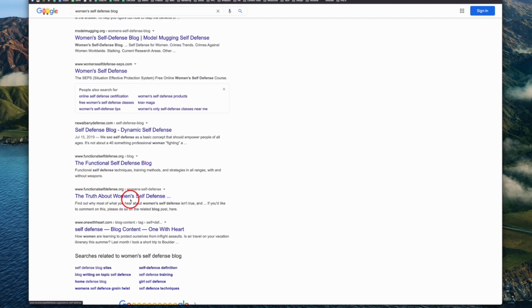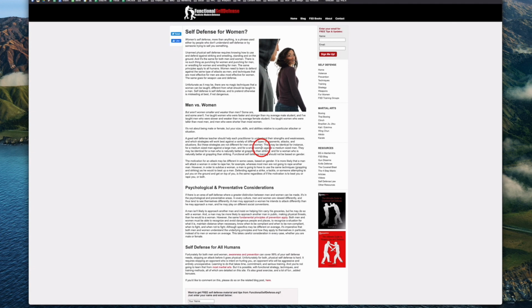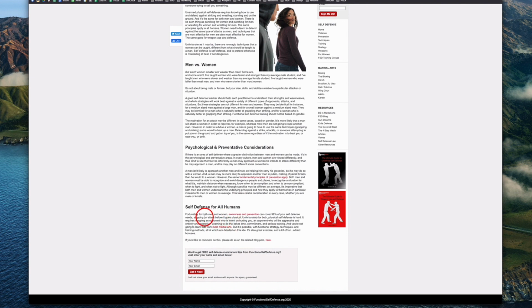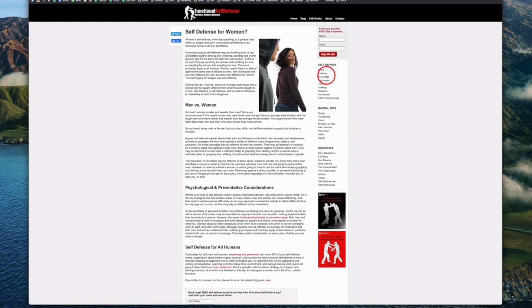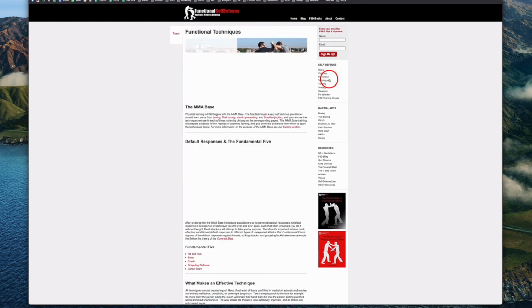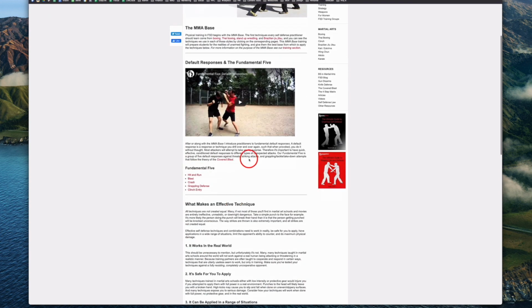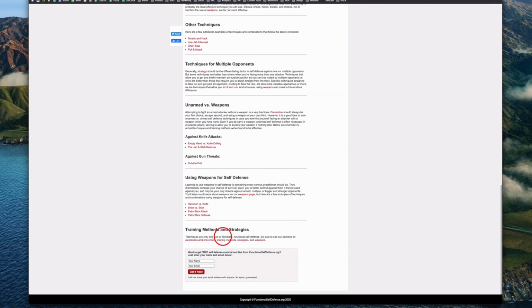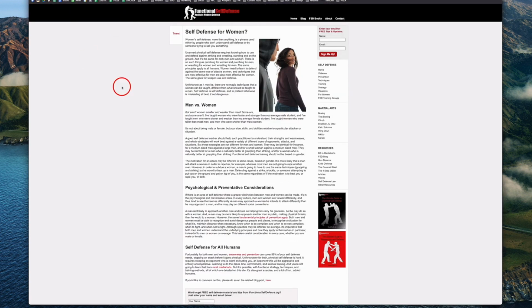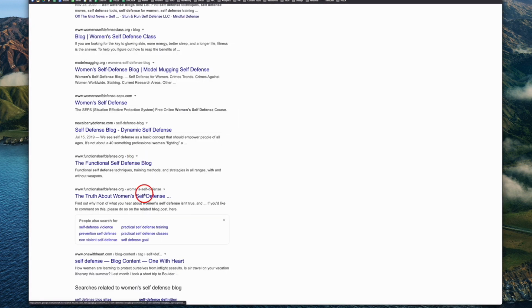The truth about women's self-defense. This is the last one I'm looking at, and that's it. Okay, let's see. Is there a blog here? Violence prevention techniques. Let's go to techniques. Okay, fundamental. It's not even women. What makes self-defense? No comments. Crazy, man. All right.